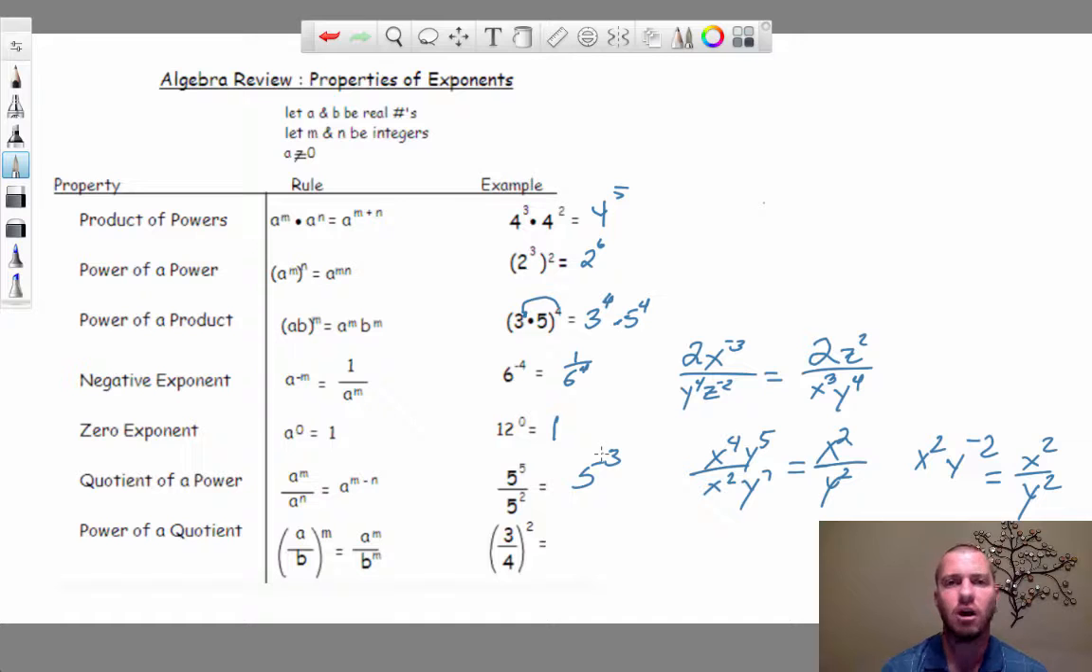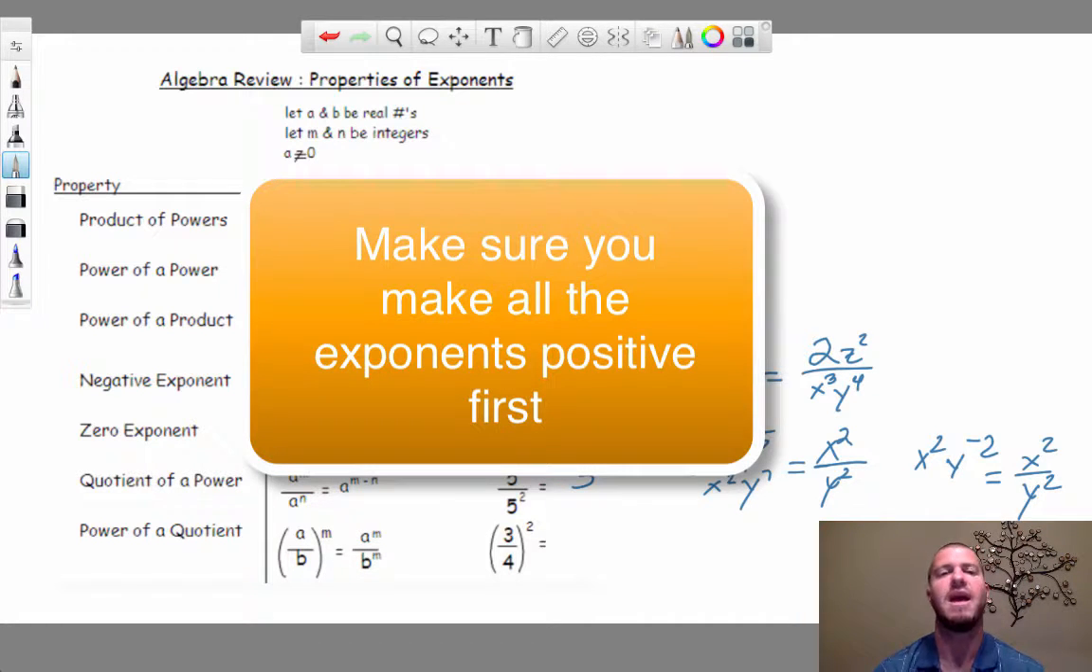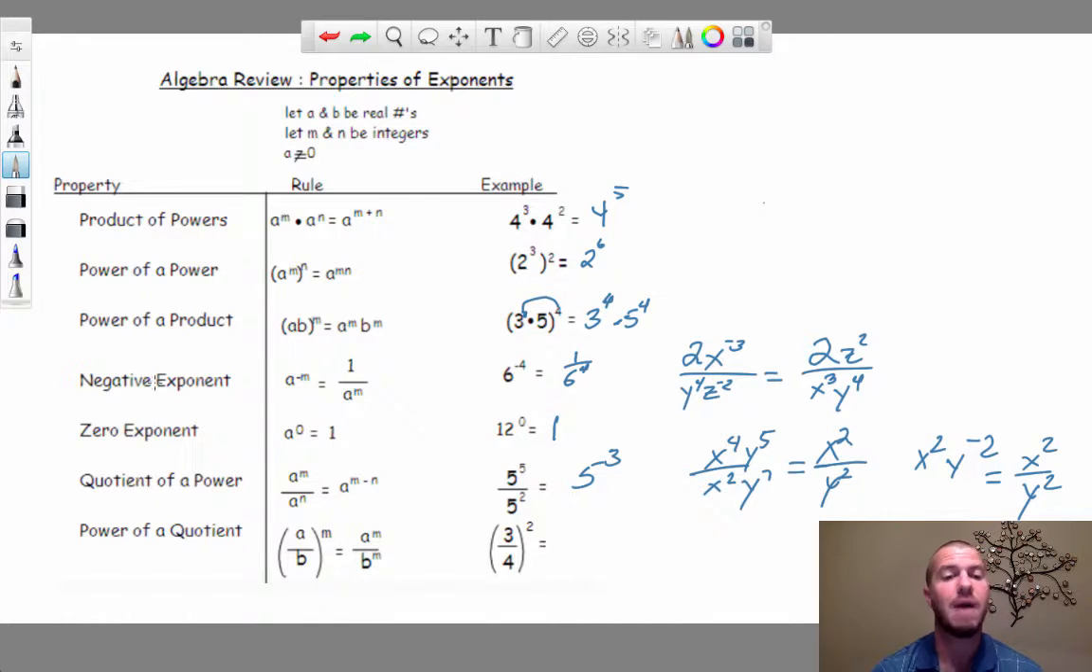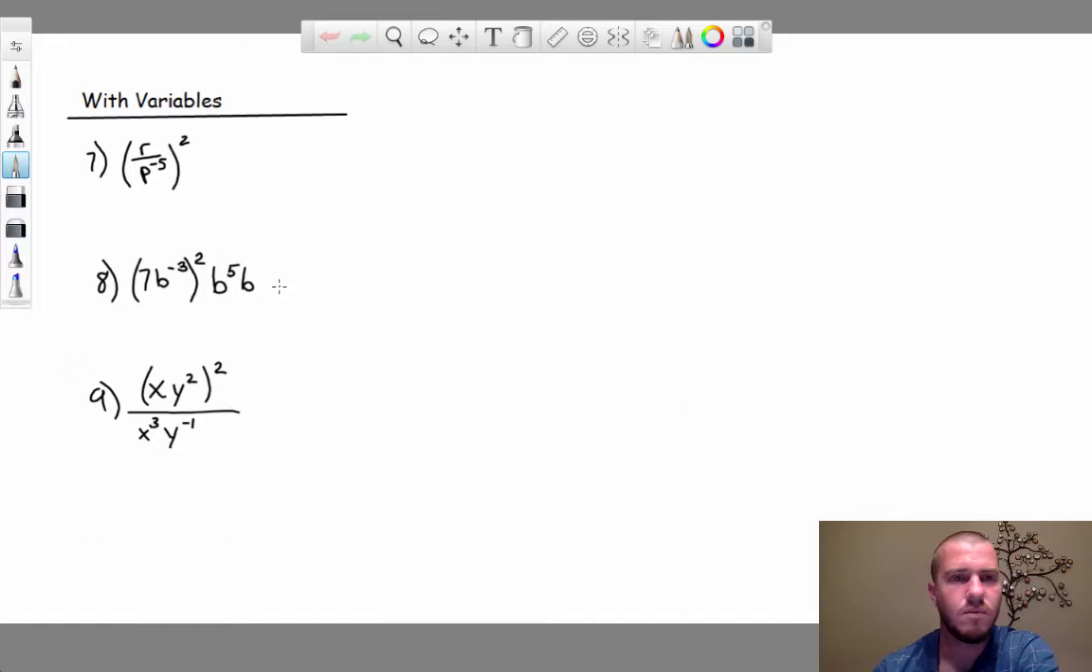Okay, so you'd make all the exponents positive by moving them like we did in the previous one, and then you can subtract them and use that shortcut. All right. The power of a quotient is very similar to the power of a product. This exponent is being distributed to each exponent in the numerator, to each exponent in the denominator. So it would become 3 squared over 4 squared.